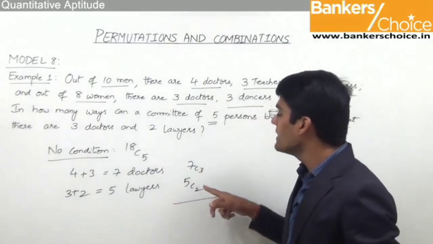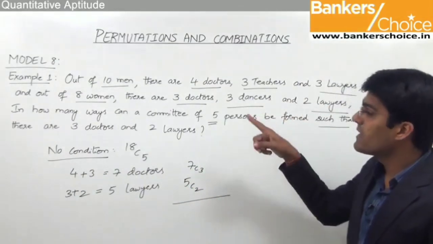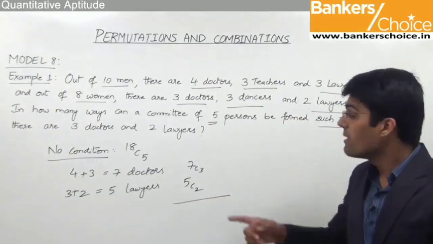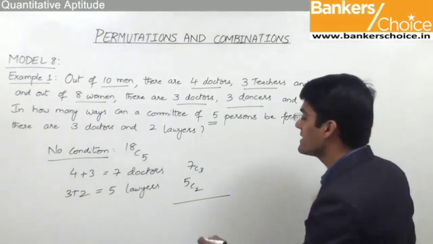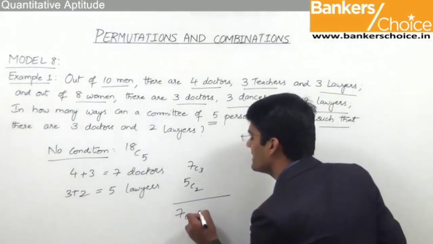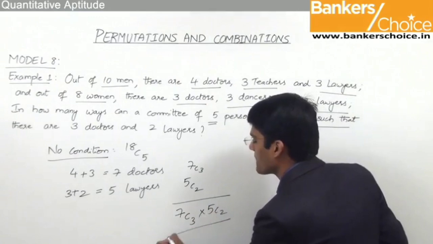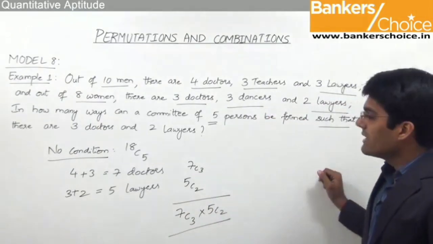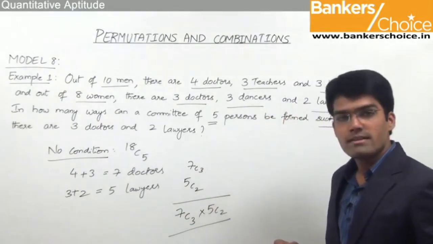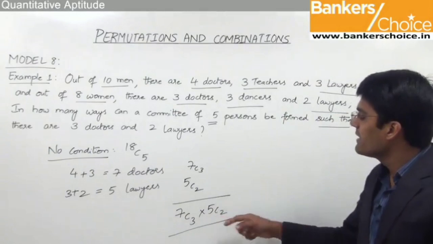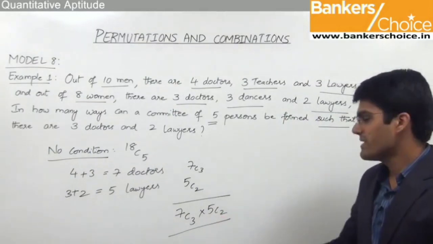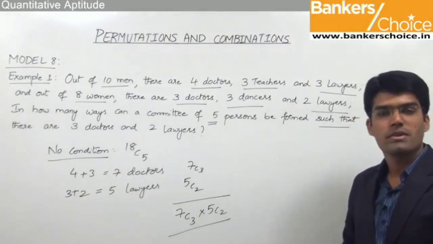The other action can be done in 5C2 ways. And since we are forming a committee of 5 persons here, both the actions have to be done together. So we can say the final answer is 7C3 into 5C2. So the committee which has got 3 doctors and 2 lawyers will be formed in 7C3 into 5C2 ways. So by simplifying that, we get the answer for this question.